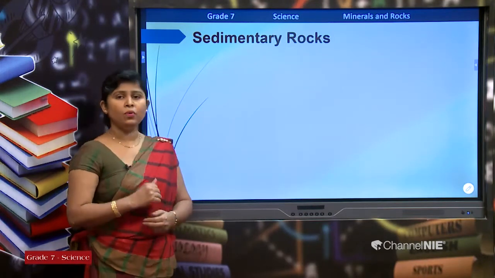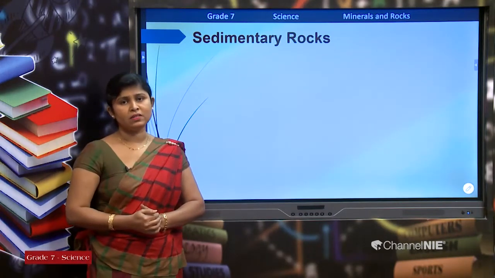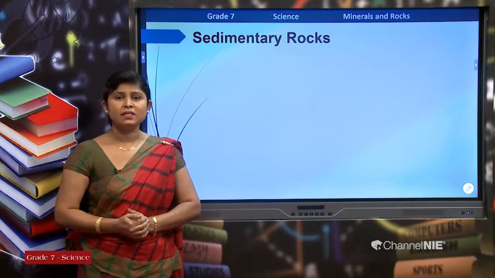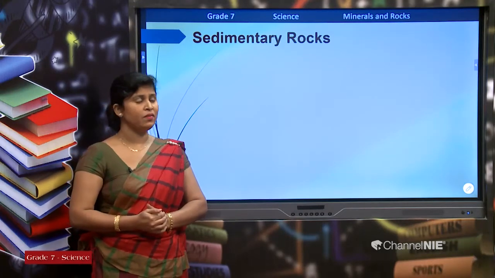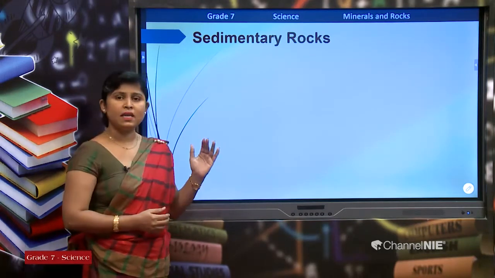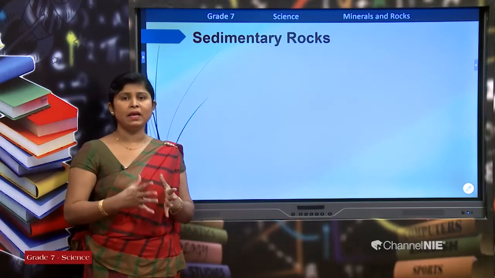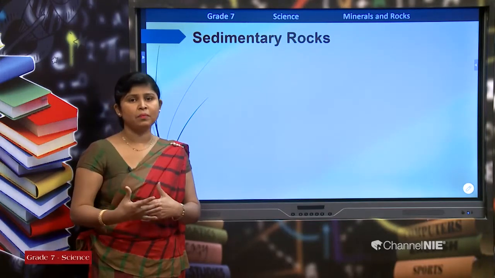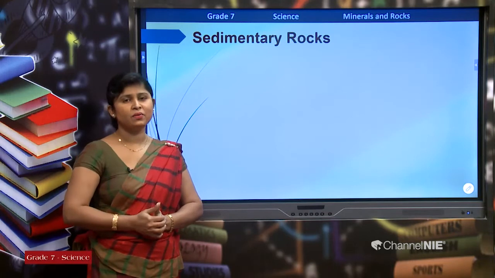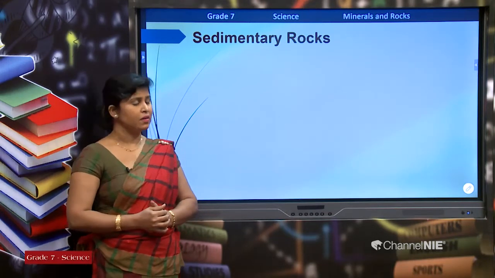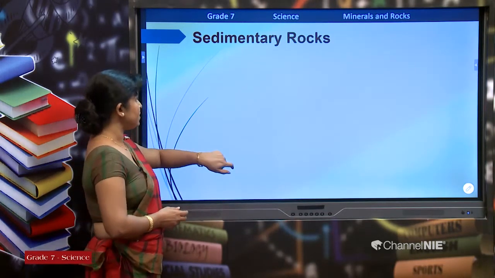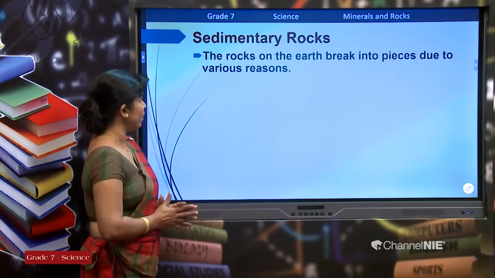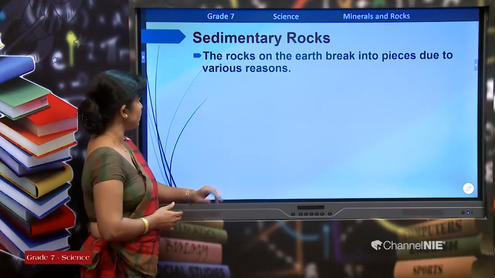Right, now let us move on to the next type of rocks, that is known as sedimentary rocks. Sedimentary rocks. These types of rocks are resulted by a process of sedimentation. So, we call that sedimentary rocks. Let us read the facts given on the slide. After that, I will explain.